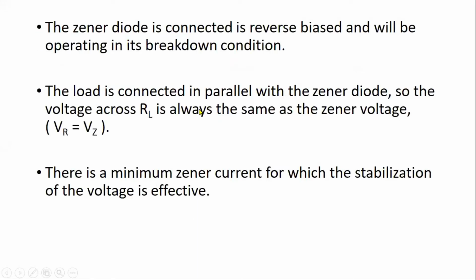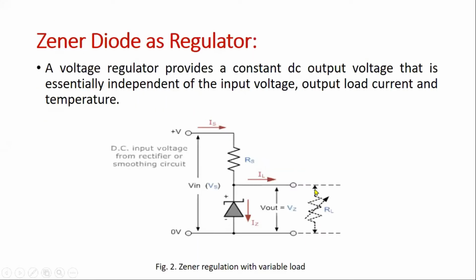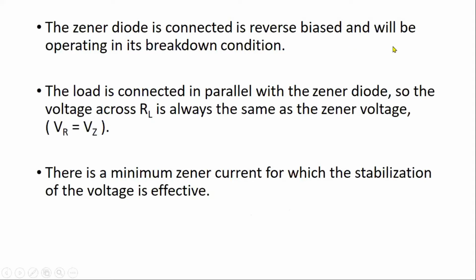You can see the connection here. We have a load, and across it you get the output voltage from the Zener diode circuit. The Zener diode is always connected in reverse bias in this particular application, and the load is connected in parallel with the Zener diode. So the voltage across RL is always the same as the Zener voltage, VR equals VZ constantly. And there is a minimum Zener current for which the stabilization of the voltage is effective.